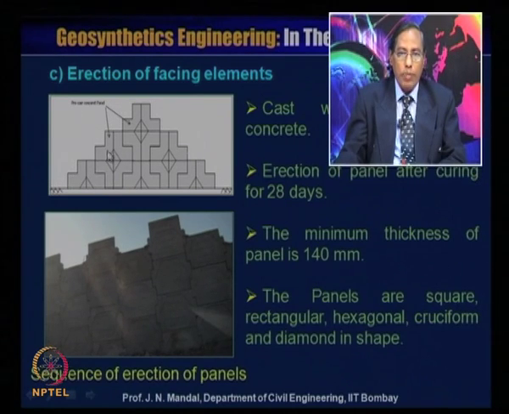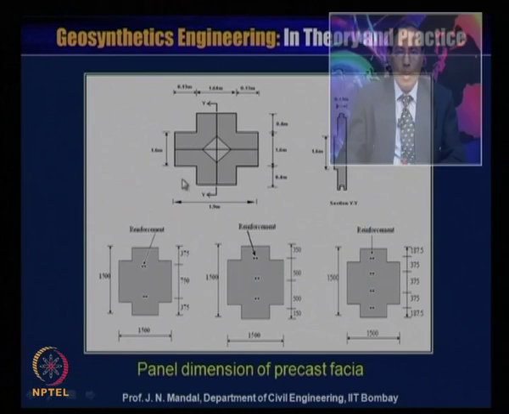Okay, this is something cruciform in shape. Then cruciform like this you can construct. Here it has been shown the sequence for the erection of the panel. This is also important, how you have to erect the facing element and where you have to place the geogrid material which will be connected with the facing element.